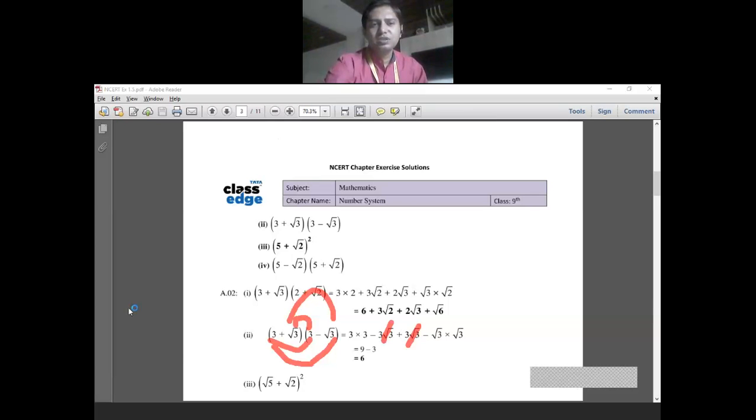In the next question, we'll have (5 plus √2) whole square. In (5 plus √2) whole square, we need to multiply (√5 plus √2) whole square. The question was printed wrong. So (√5 plus √2) whole square, here we need to find out either by (a plus b) whole square, or we multiply bracket to bracket.